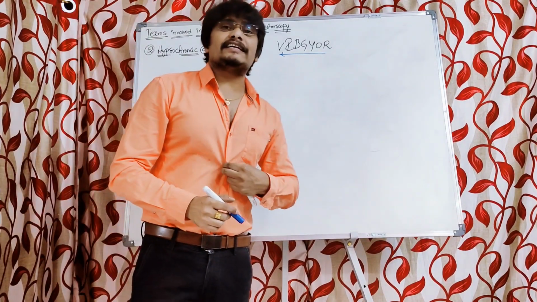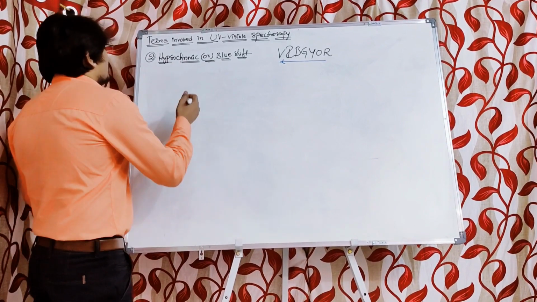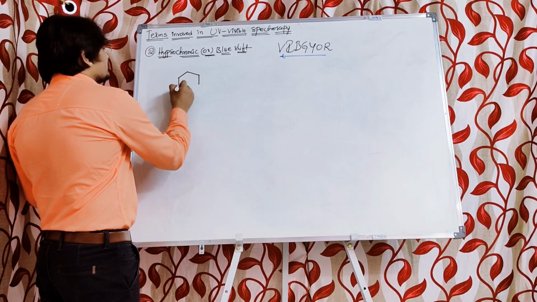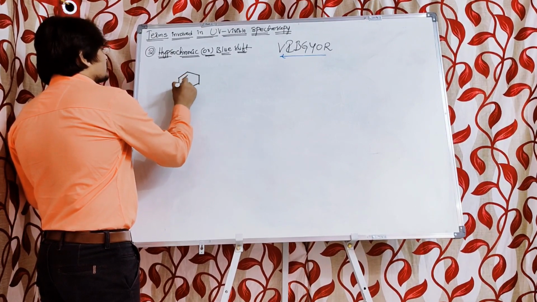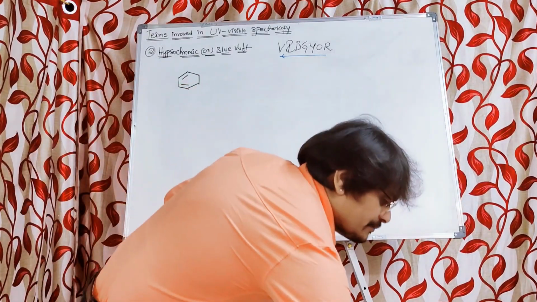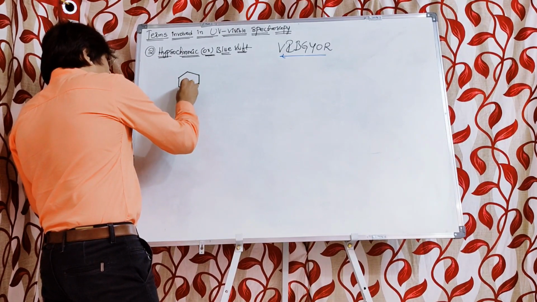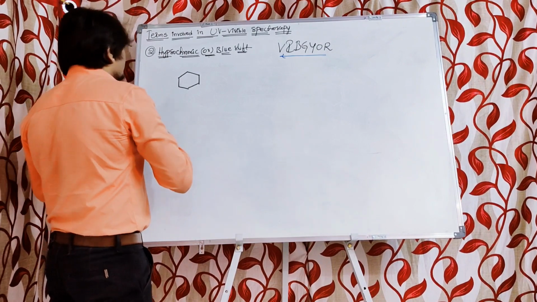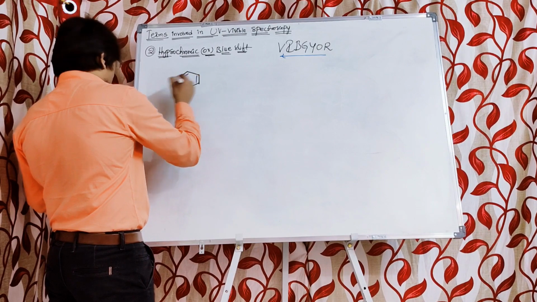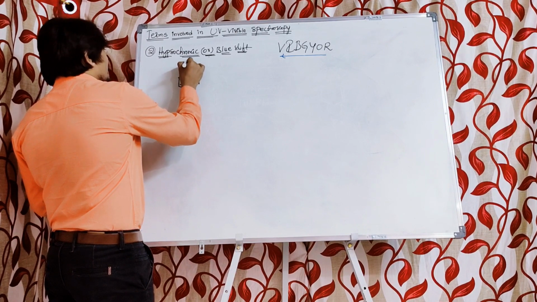Let us consider an example of this. For example, let us take the aniline. Let me represent the pi bonds in the similar fashion with blue color. So aniline means benzene with NH2.